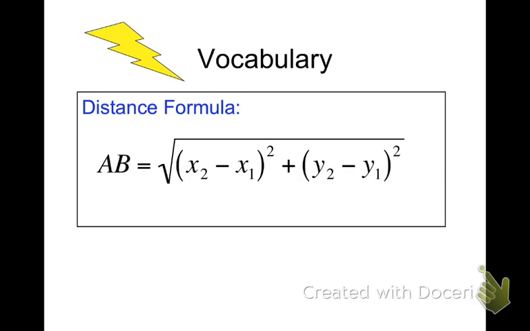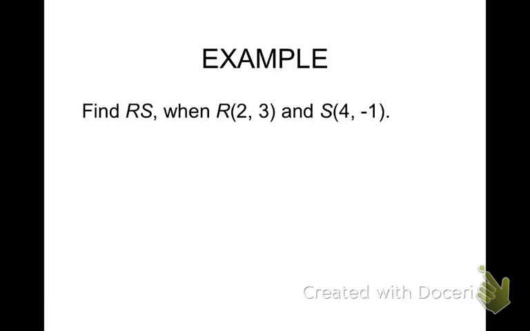Okay? All right, so let's go ahead and do this example. We're going to find the length of RS when R is (2, 3), and S has the coordinates (4, -1). So me personally, what I like to do is write above these x sub 1, y sub 1. I'm going to make that point 1 because it's the first point listed.